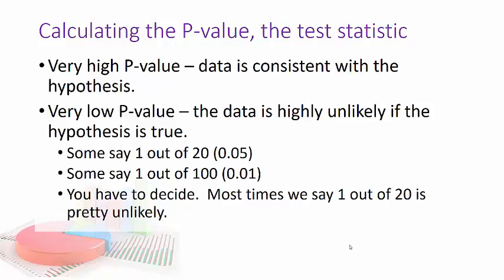Some people might use 1 out of 20. Some might say 1 out of 100. You have to decide. Most of the times we do 1 out of 20 or 0.05. And I will be revisiting this when we declare our verdict in the next video.